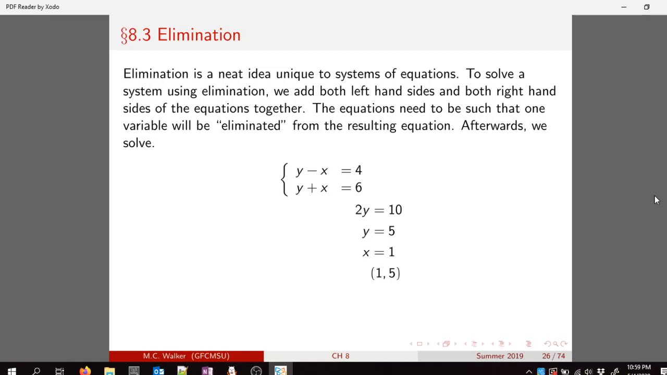What we do is we take a system right here, and we say, hey, if I add my top equation to my bottom equation, I have minus x plus x. That goes away, and I'm left with 2y. And 4 plus 6 is 10. So I know that y plus y, 2y, is equal to 10, which means that y has to be equal to 5. And then I can take that 5 and plug it back into this and get 5 minus x is equal to 4, or 5 plus x is equal to 6. And either way, I know that x has to be 1. So my solution better be 1, 5.